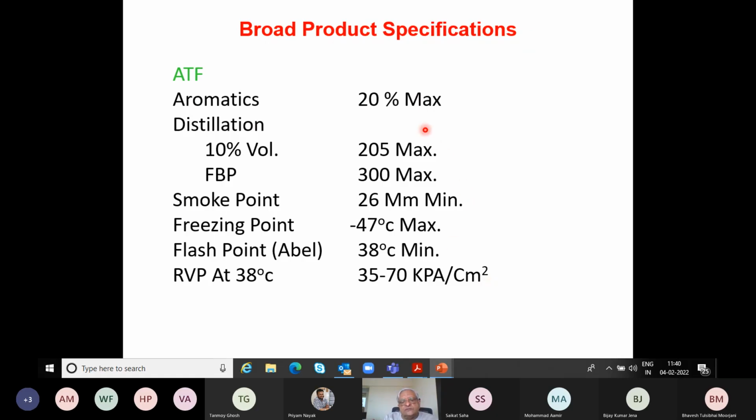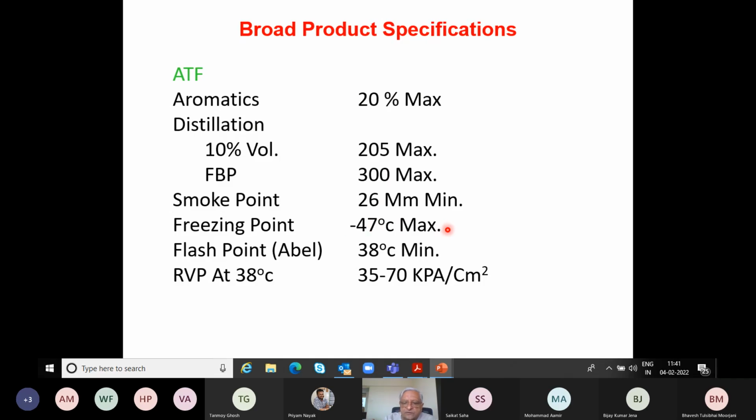Jet fuel, I have already said, the major criterion here is the freezing point, minus 47 degrees Celsius, as well as the free water content, the smoke point, which is a representation of the aromatic content. The lower the aromatic content, the higher is the smoke point, you already know, and the flash point. So jet fuel has many specifications: the aromatic content, the boiling range, and the final boiling point max is 300. We try to limit it below that so that it meets the freezing point specification.